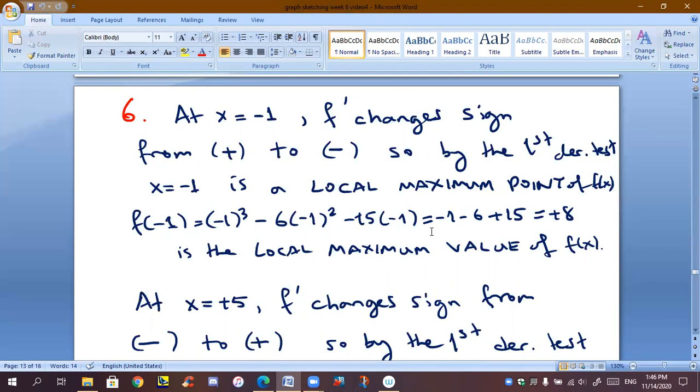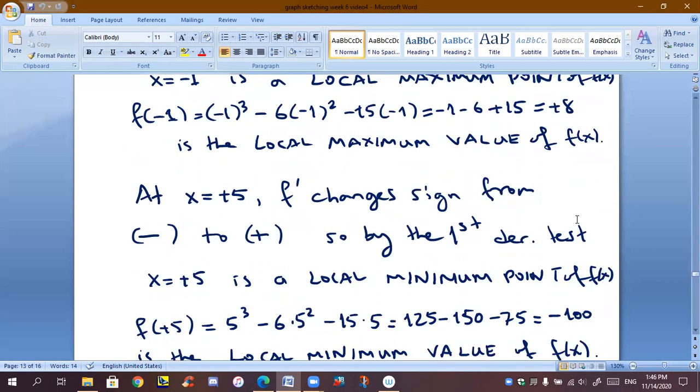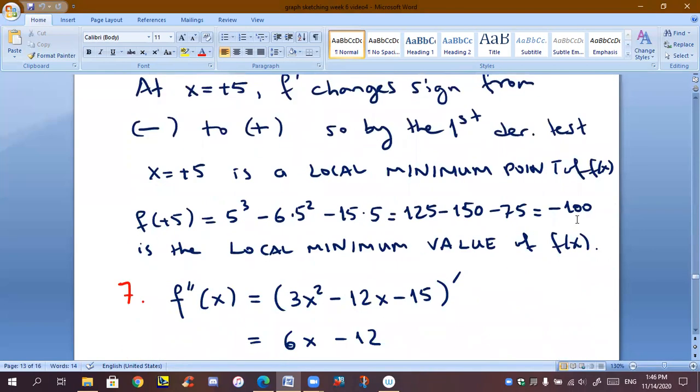And if we have the local maximum at minus 1, we also need the local maximum value because we are going to sketch the graph. So f of minus 1 is equal to plus 8. We just said that x equals 5 is a local minimum. We plug it into f, and it's going to give minus 100. That's the local minimum value. So points are for the x coordinates, values are for the y coordinates.